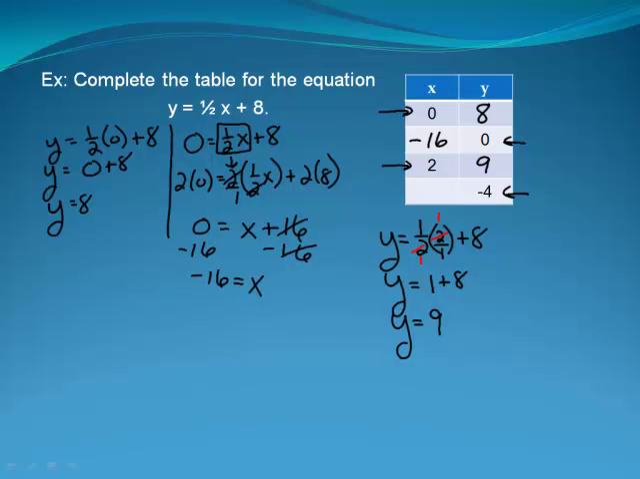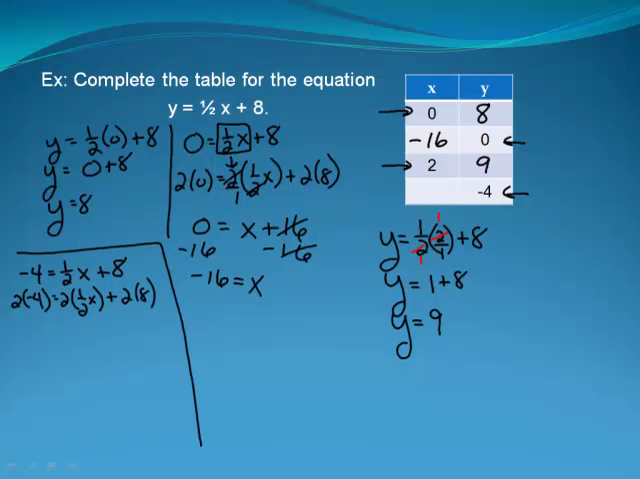We're told to let y be negative 4. So if we come over here, we've got negative 4 for y is equal to 1/2 times x plus 8. Trying to solve for x, so again, we're going to clear fractions here. We're going to multiply everything by 2. So we've got 2 times negative 4 is equal to 2 times 1/2 x plus 2 times 8.